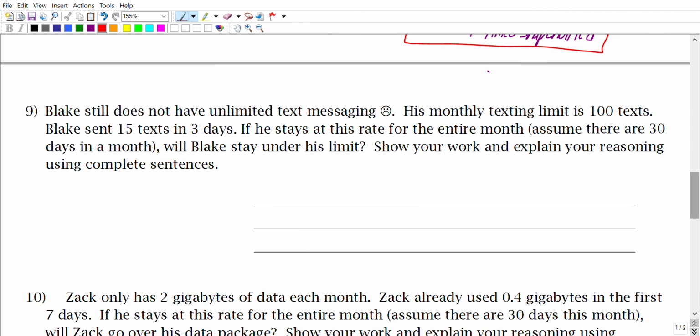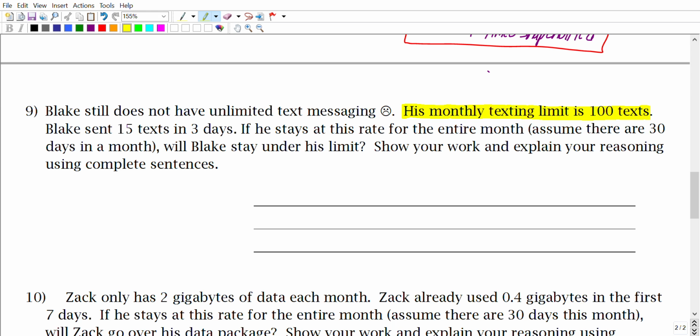All right, so once again, I'm going to go ahead and start highlighting a few things, and we can move on from there. Let me grab my highlighter, and let's read through this scenario real quick to see if we can make some sense of this problem. So it says, Blake still does not have unlimited text messaging. Okay, so his monthly texting limit is 100 texts. So I'm going to go ahead and highlight that. So his monthly texting limit is 100 texts.